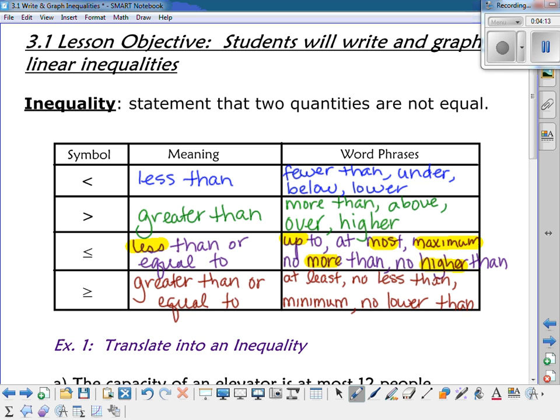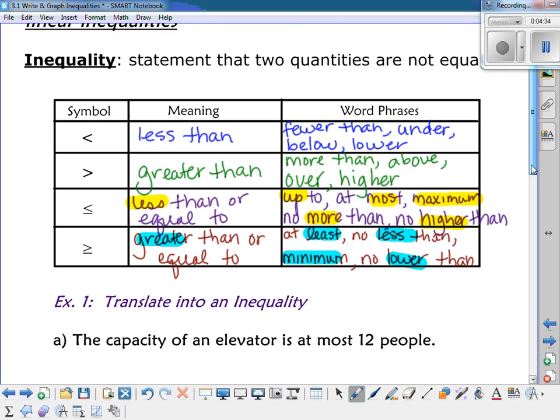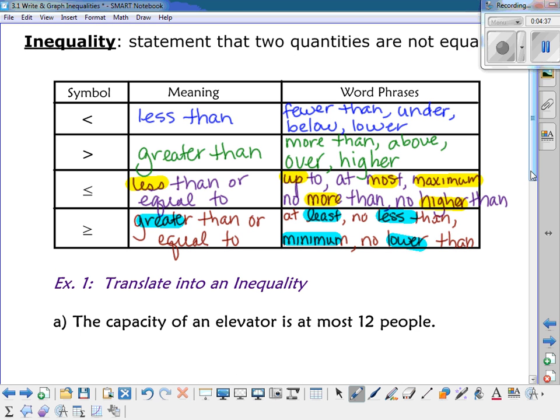Okay, so again, if you look at those, greater, you think big, but then you see least, no less than, minimum, lower, those all sound like words that would have to do with less than, but they don't. So be really careful when you see those phrases and stop to think about what they mean before you write an inequality. All right, so we've got an example here where we're going to translate some inequalities.